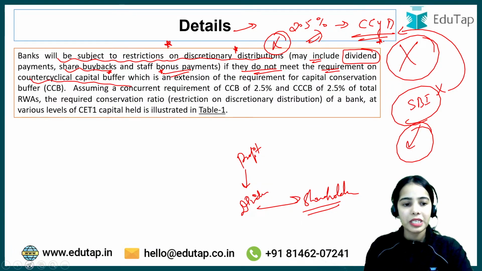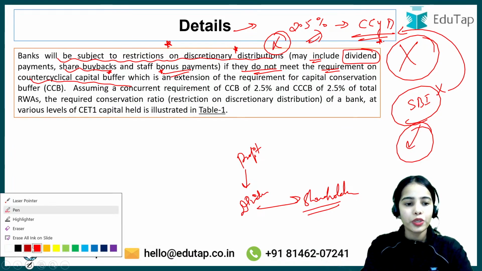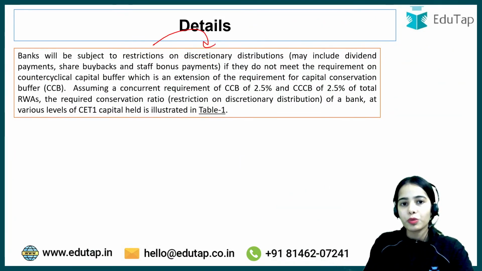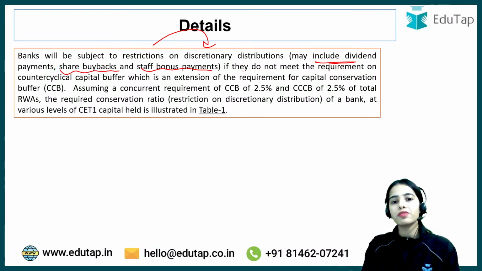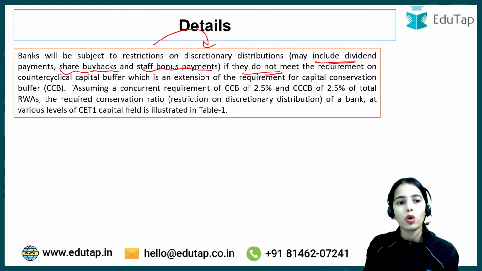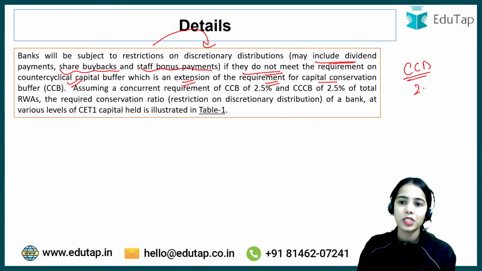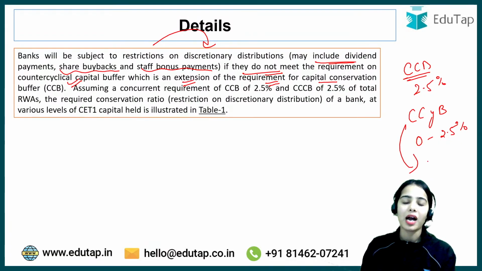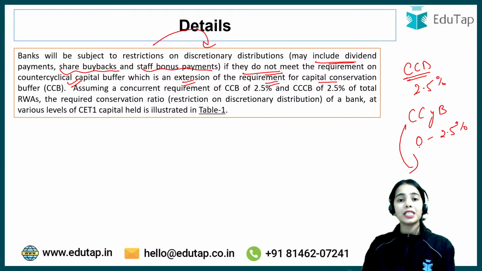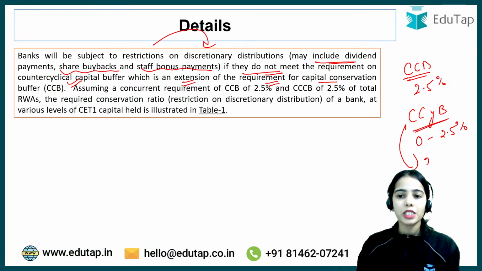Okay, so this is the basic idea, that the banks will be subject to restrictions on discretionary distribution, on the distribution of their dividend payments, share buybacks, staff bonus payments. So this will be restricted if they do not meet the requirement on counter cyclical capital buffer, which is an extension of the requirement of capital conservation buffer. So capital conservation buffer is 2.5%, and the counter cyclical capital buffer is within the range of 0 to 2.5%. Let's say RBI has mandated that the banks have to follow the maximum of counter cyclical capital buffer at 2.5%.